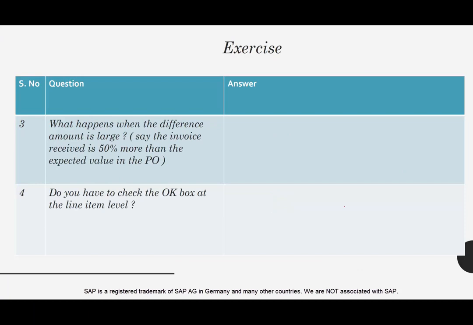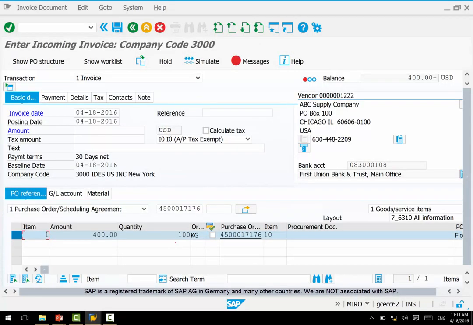Third question is, what happens when the difference amount is large? What do I mean by the difference amount there? Say the invoice received is 50% more than the expected value of the PO. So when you put the purchase order number in there, the value is 400, right? And what is the expected invoice? If it is 400, everything is okay. The balance is zero.